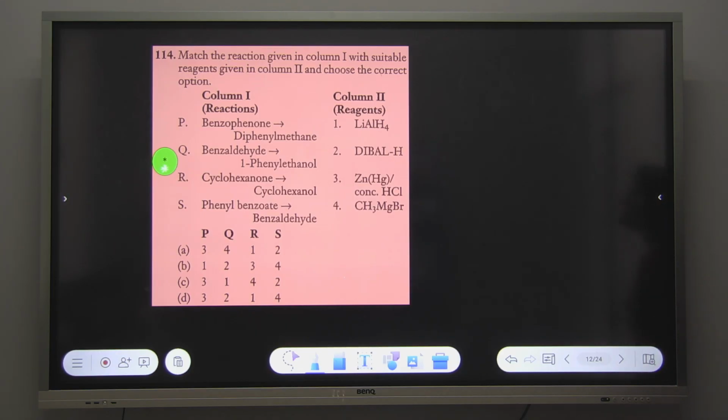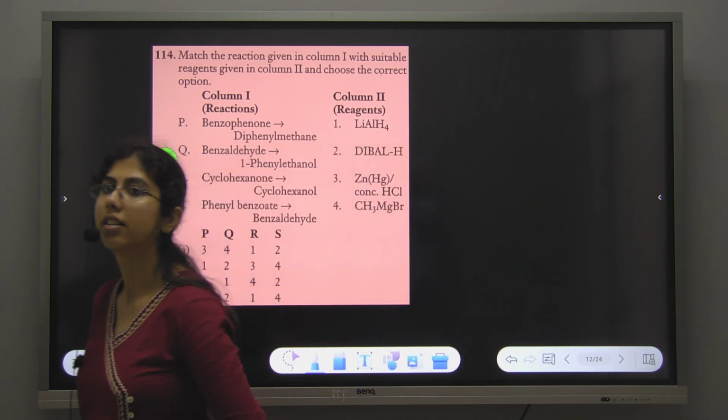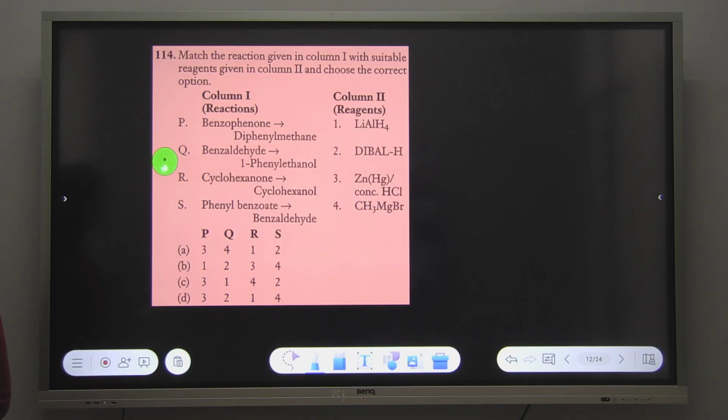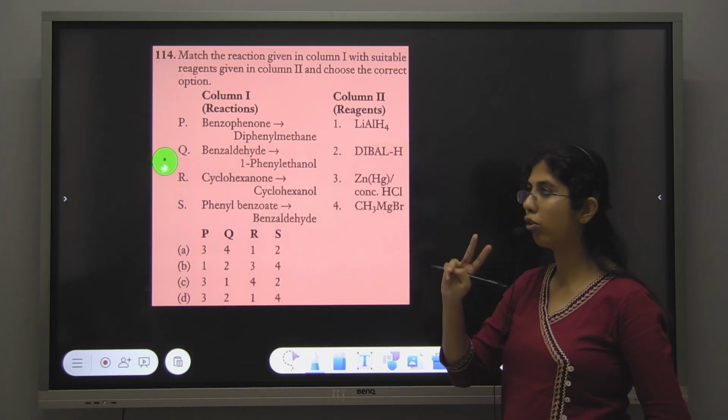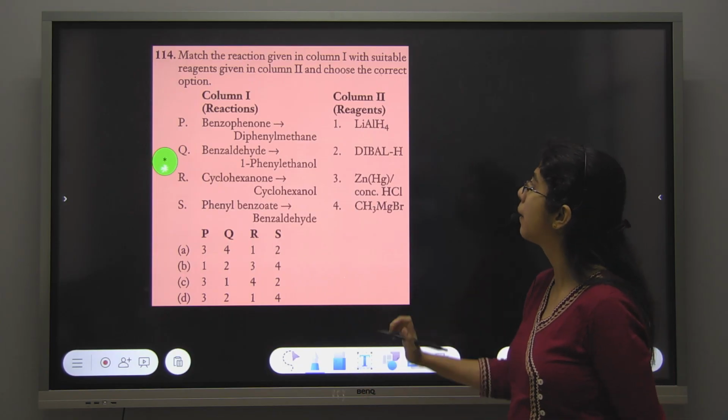So you have to match which reagent will give which reactions. Option A, ma'am. Any other answer? Apart from option A? A only? Very good question. If you're able to find out two reactions, then you can answer directly.